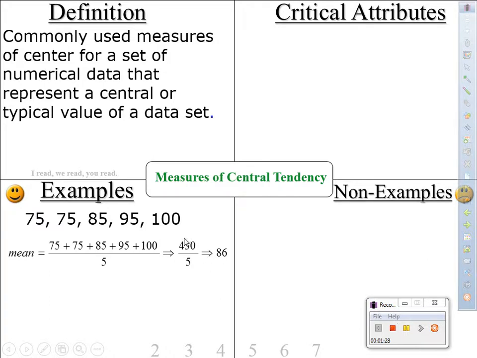Does everybody see what I mean? No? Too fast? All right. So mean is the average. Everybody got it? All right. So we know how to find the mean. And once again, this is more like a review.